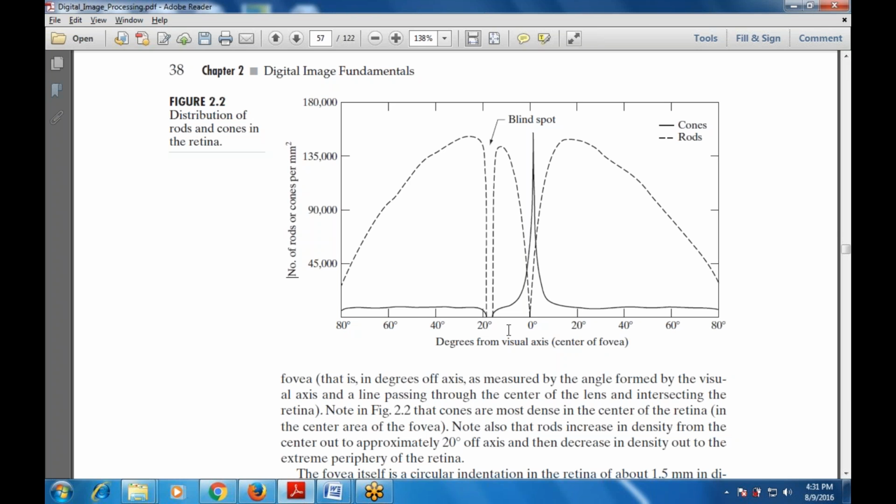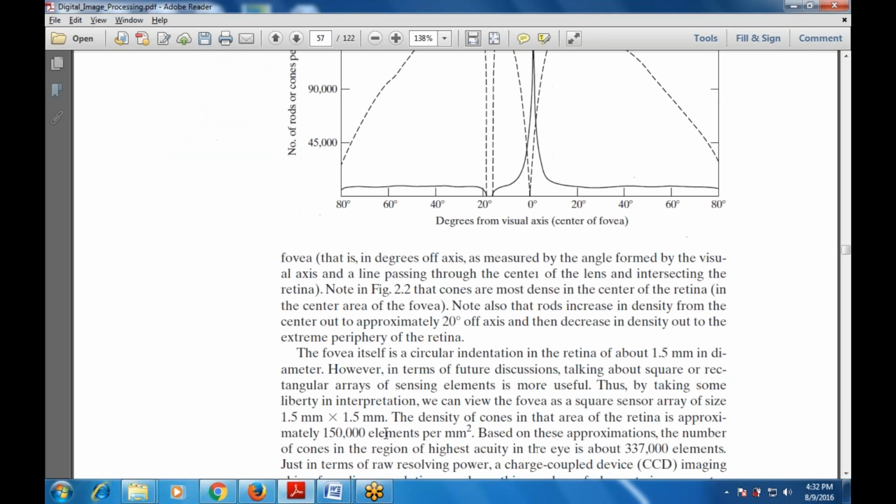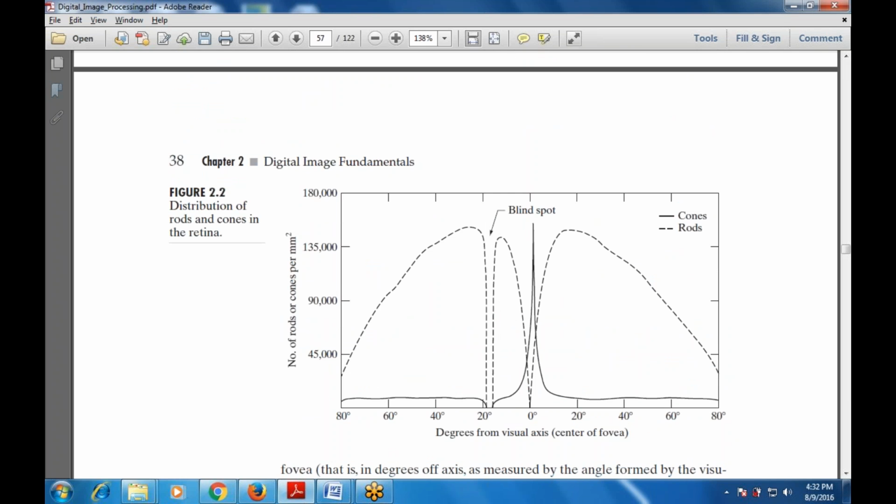In figure 2.2, the cones are most dense in the center of the retina. Note that the rods increase in density from the center out to approximately 20 degrees off axis, and then decrease in density out to the extreme periphery of the retina. The fovea itself is a circular indentation in the retina of about 1.5 mm in diameter.